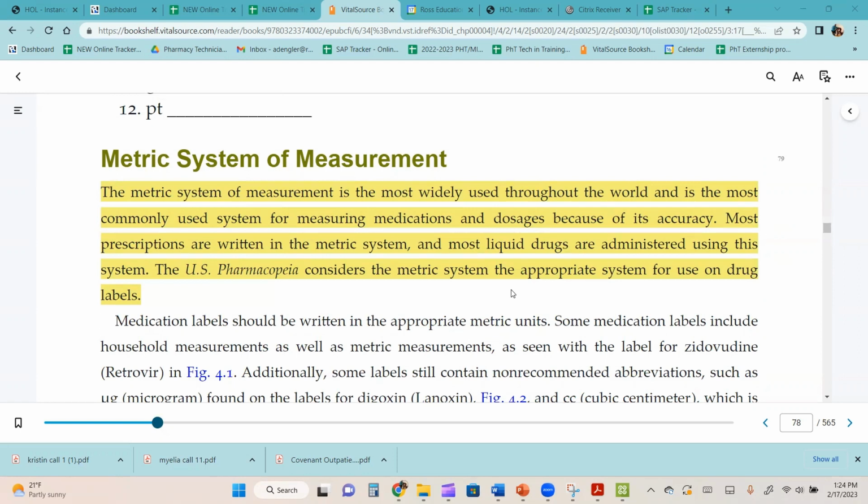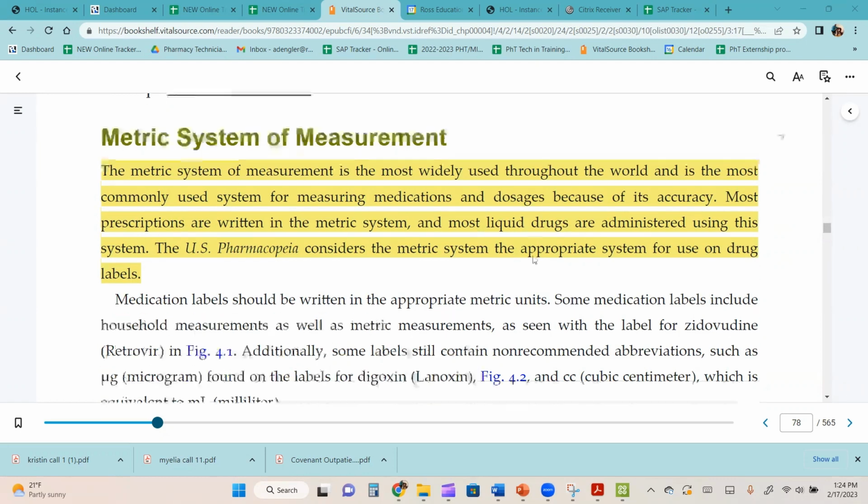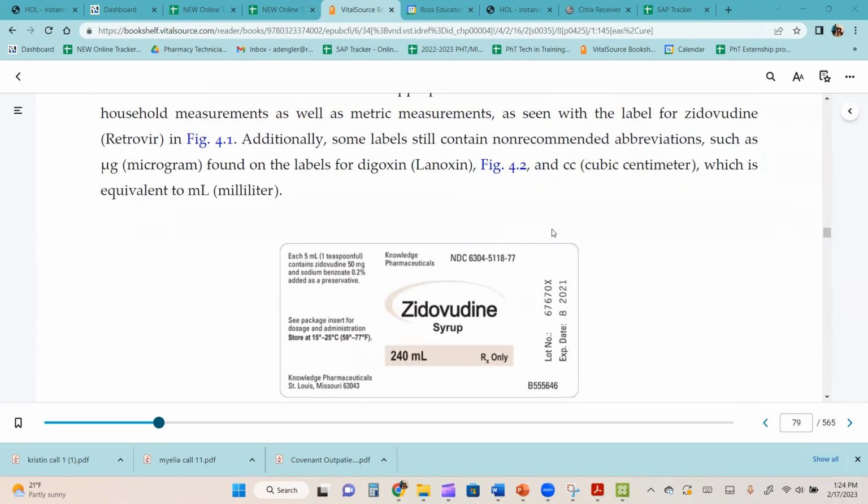The metric system of measurement is the most widely used throughout the world and is the most commonly used system for measuring medications and dosages because of its accuracy. Most prescriptions are written in the metric system, and most liquid drugs are administered using this system. The U.S. Pharmacopoeia considers the metric system the appropriate system for use on drug labels. Medication labels should be written in the appropriate metric units. Some medication labels include household units as well as metric units, as seen with the label for zidovudine in figure 4.1. So you can see here they have each 5 ml is equal to 1 teaspoonful.